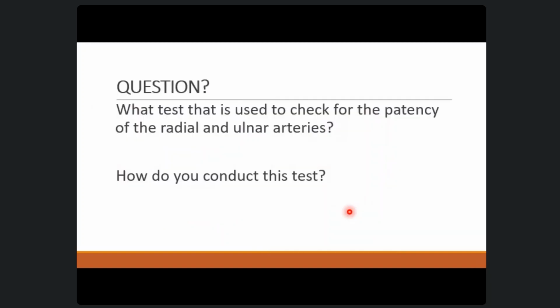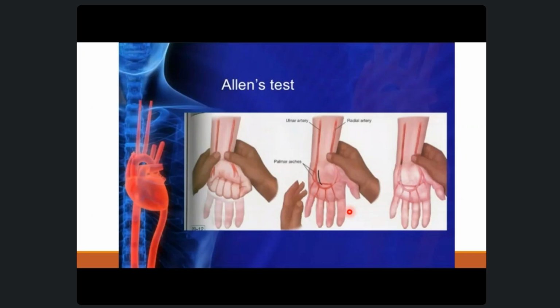So this one, what test is used to check for patency of the radial and ulnar arteries? Allen's. How do you conduct it? I'll just discuss it. So Allen's test is used to check for the patency of your radio-ulnar arteries. This test also ensures the patency of your ulnar before blood extraction. Because you also do blood extraction at the antecubital space. Of course, you need to check first if the distal area is patent.